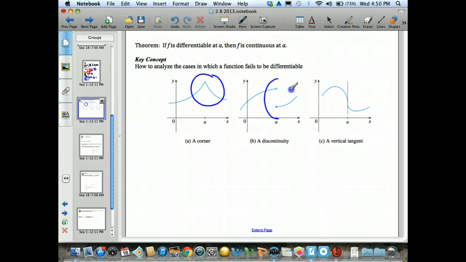Here's a discontinuity, so we're not differentiable at a there. And also, occasionally you have a vertical tangent. So at some places where there are vertical tangents, it's not differentiable. All right? Now, just remember, also, the converse of this is not a theorem, okay?